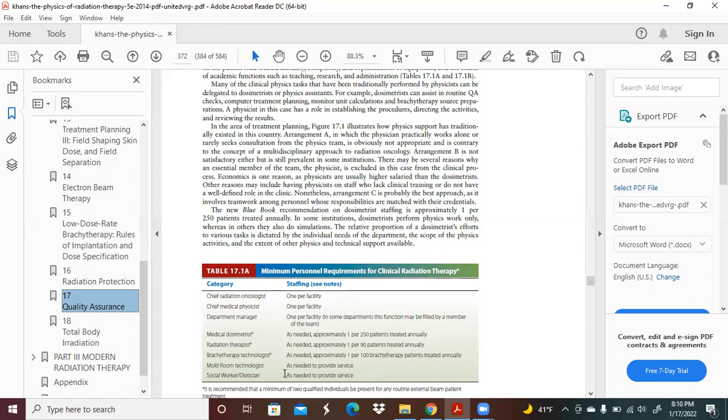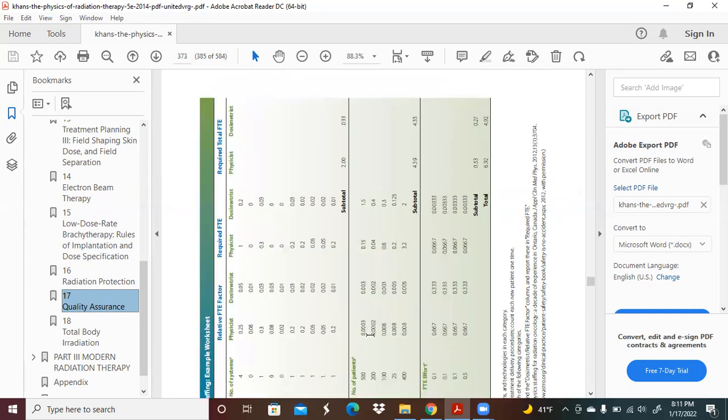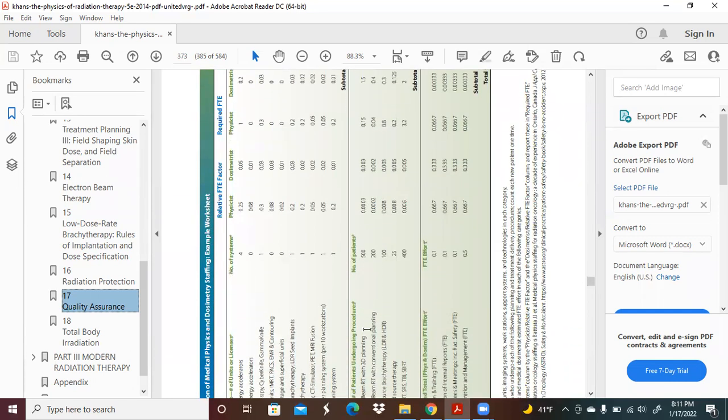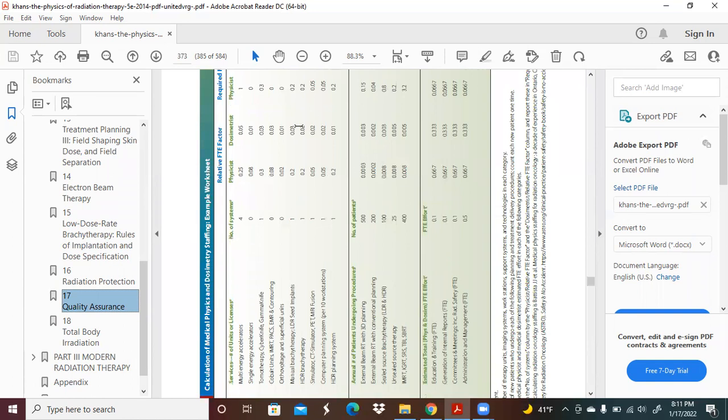And then the mold room technologist. Generally, I think most things are done now with MLCs, although you do have an electron block. And if you guys ever get a chance to cut an electron block, I would encourage you to do it, because electron blocks are not easy. Depending on where you go, that may be something that is assigned to you. So that is something I would definitely consider if you get the opportunity to do it.